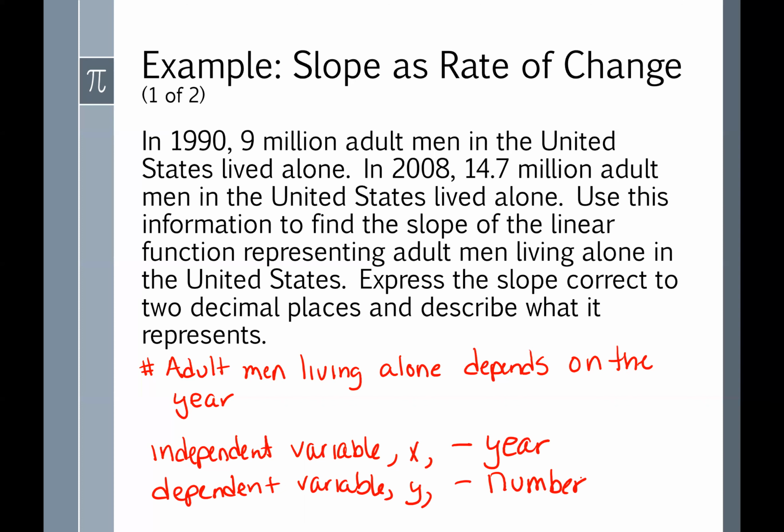So what are our 2 ordered pairs? Well, we have in 1990 that 9 million adult men lived alone. So in 1990, we had 9 million. So that's 1 ordered pair, 1990, which I need to write down because I don't have my notes with me. And then the 2nd ordered pair, what do we have? 2008, there were 14.7. So our 2nd ordered pair is going to be 2008, 14.7. So now that I have the 2 ordered pairs, I can find the slope.